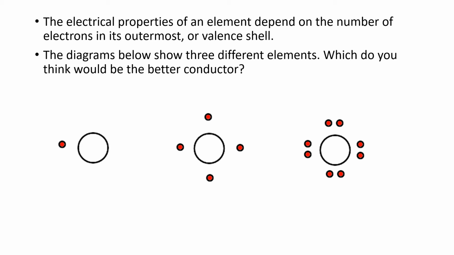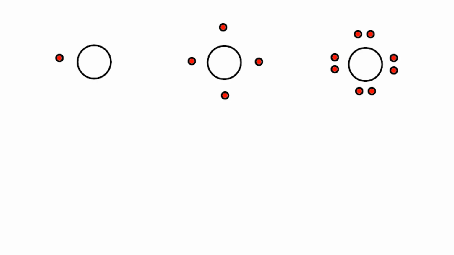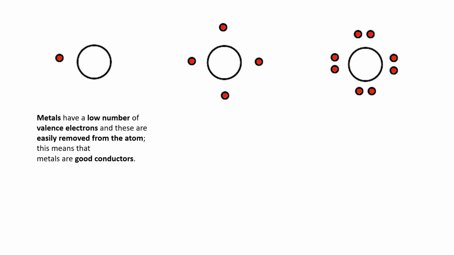Now we have something similar to potassium. Over on the left hand side we have an atom with 1 electron on its outside shell. In the middle we have an atom with 4 electrons on its outside shell. On the right hand side we have an atom with 8 electrons on its outside shell. Technically, the better conductor would be the one with 1 electron. Metals have a low number of valence electrons, and these are easily removed from the atom. This means that metals are good conductors.